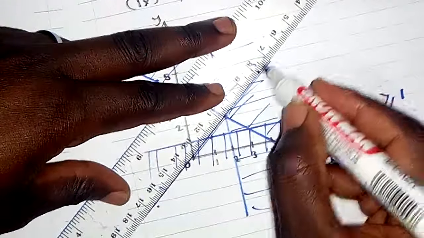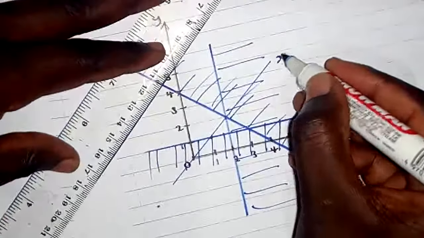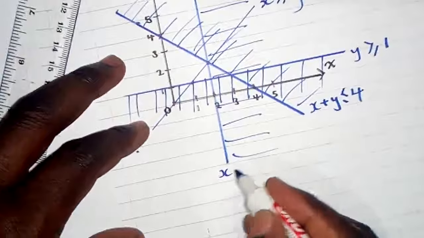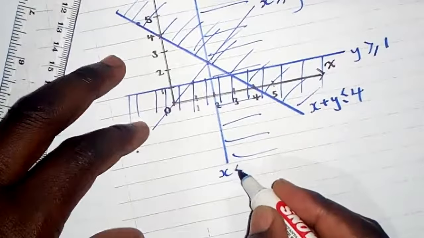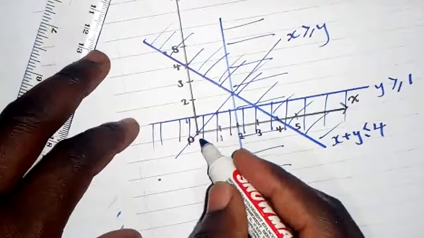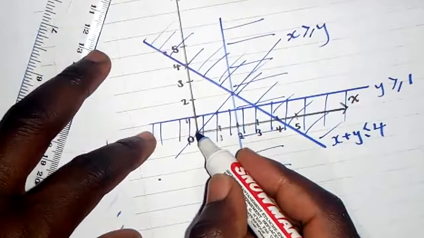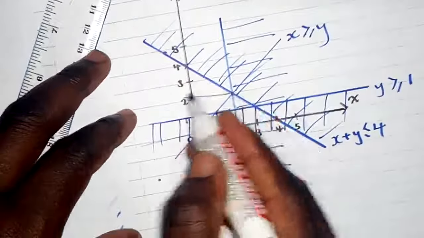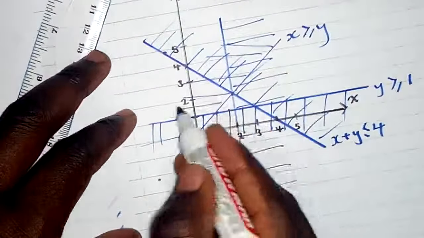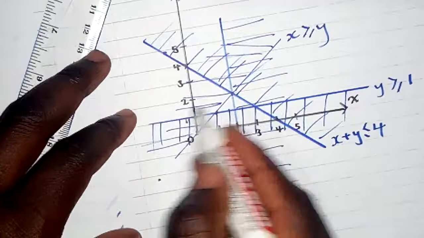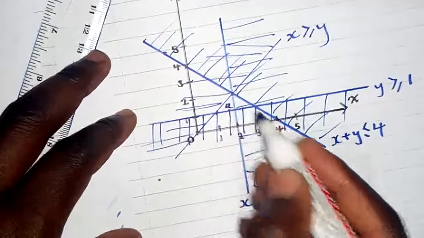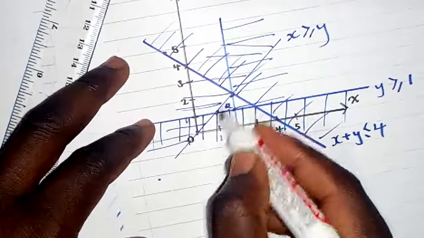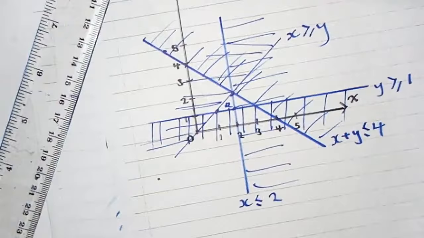You join them like this. So you even say x is greater or equal to y, and this is x is less or equal to 2. Don't forget to write them. So x is greater, it's this side. x is less, it's this side. So you shade this part. Our region will be here, this triangle over here. Hopefully you're able to see.